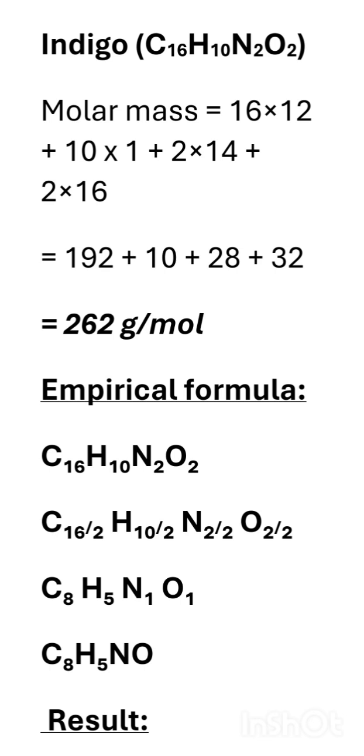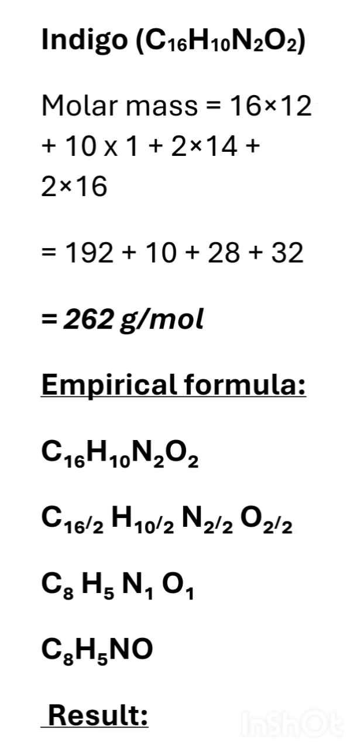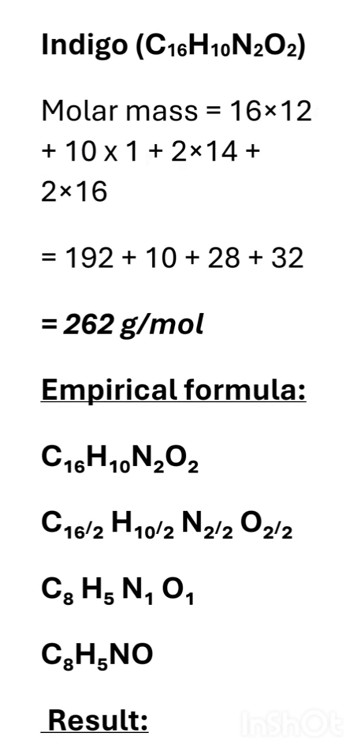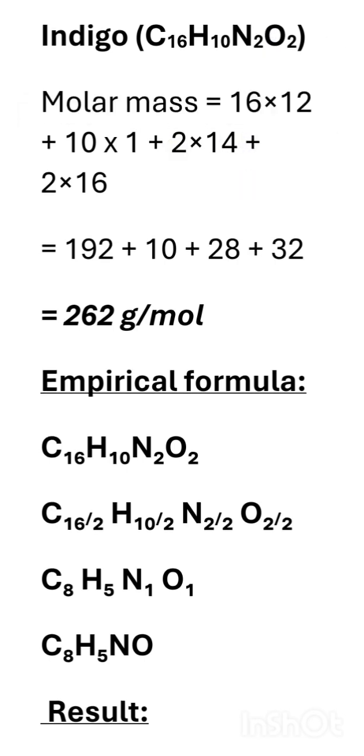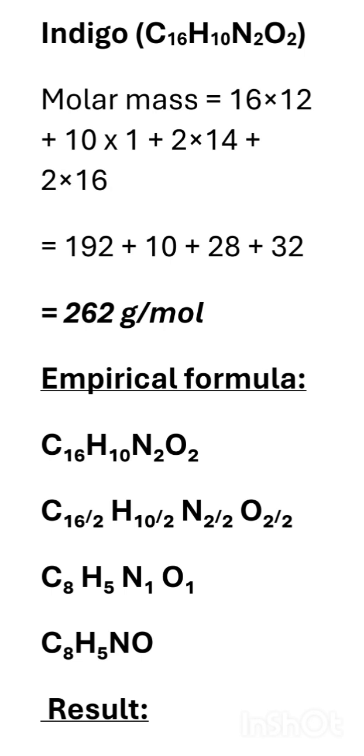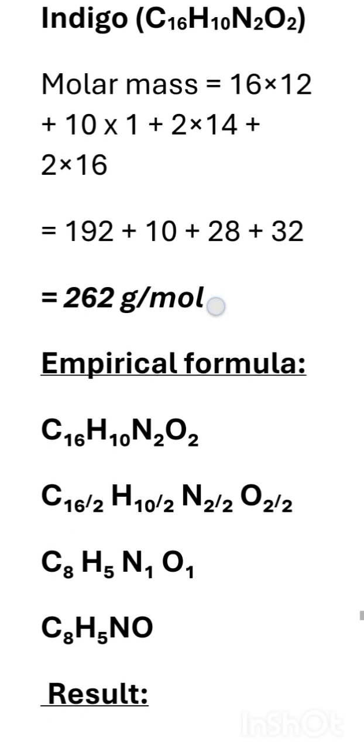So 16 carbon are given, so we will multiply 16 with 12 and add it into hydrogen, that is 10 into 1. Then nitrogen are 2, so we will multiply 2 into 14, add it into the previous value. Then O2, so we will multiply 16 with 2. Overall we will get, by adding these values, the answer 262 gram per mole.